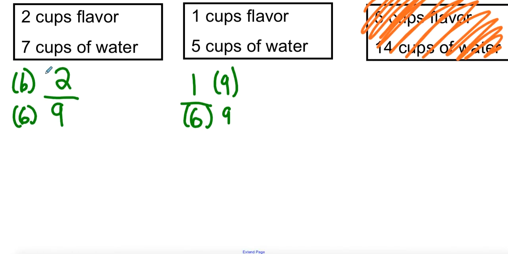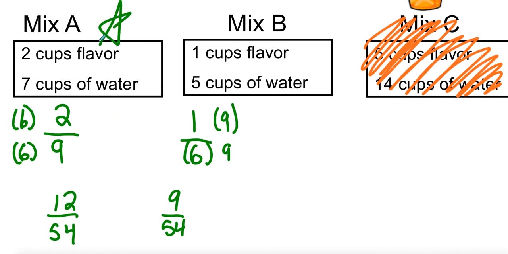So I'm going to rewrite my ratios here after I apply my scale factor of 6. So I'm going to have 12/54ths, and I'm going to be comparing that to 9/54ths. So here in our new recipe, we have 54 cups of ingredients. 12 of those will be cups of flavor. And in this recipe, we still have the 54 cups of ingredients, but we only have 9 cups of flavor. So I know that in this specific example, mix A compared to just mix B will be the most flavorful mix of iced tea.